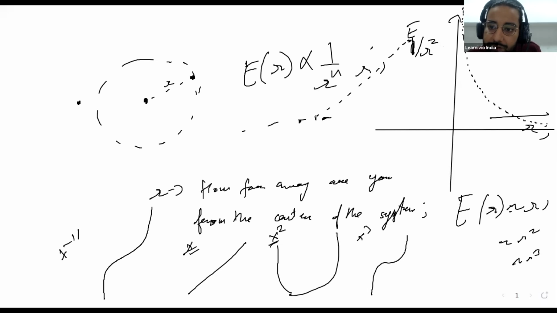What about 1 by r square? Well, 1 by r square will come down even faster, and it will go to 0 even faster. So it will cut somewhere and go to 0 even faster. 1 by r cubed will come down even faster, cut somewhere and go to 0 even faster. So it just keeps on becoming faster and faster. It just keeps on converging to this point.